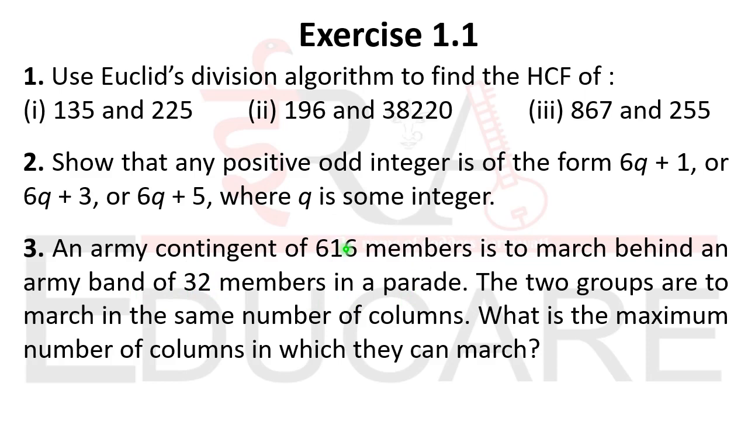So by that we have the same number of members from each group. Okay, so we can find the maximum number of columns. You just have to find the HCF of 616 and 32 and you get the number of columns, right?